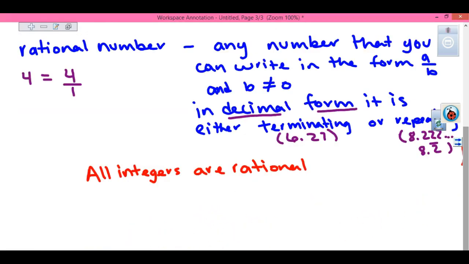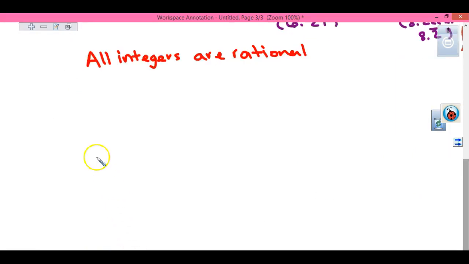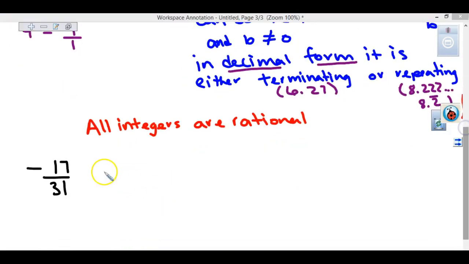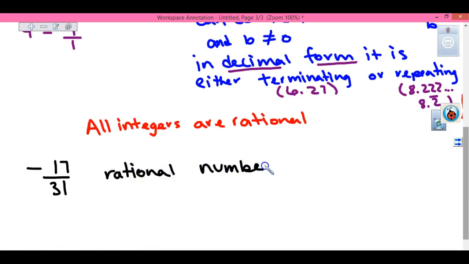So let's try a few examples. If we have to classify, let's say we're given negative 17 over 31. Would this be a natural number? No. Would this be a whole number? No. What about an integer? No. But let's look at the integers again. An integer, does it include any fraction? No. Therefore, it is only a rational number. It's written in the form of a fraction.